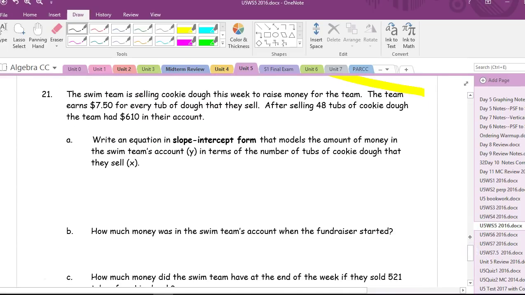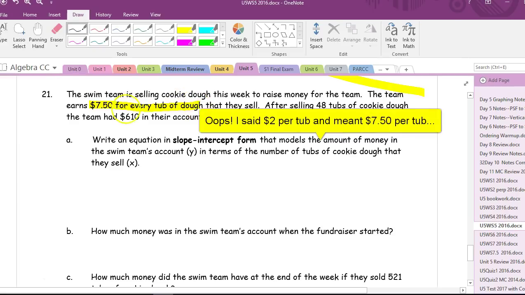So let's read this one together. The swim team is selling cookie dough this week to raise money for the team. The team earns $7.50 per tub of dough that they sell. After selling 48 tubs of cookie dough, the team had $610 in their account. So I'm going to help you set this up. This $7.50 for each tub of dough, per tub. Listen to that unit. See how it's per tub? This right there is your rate.